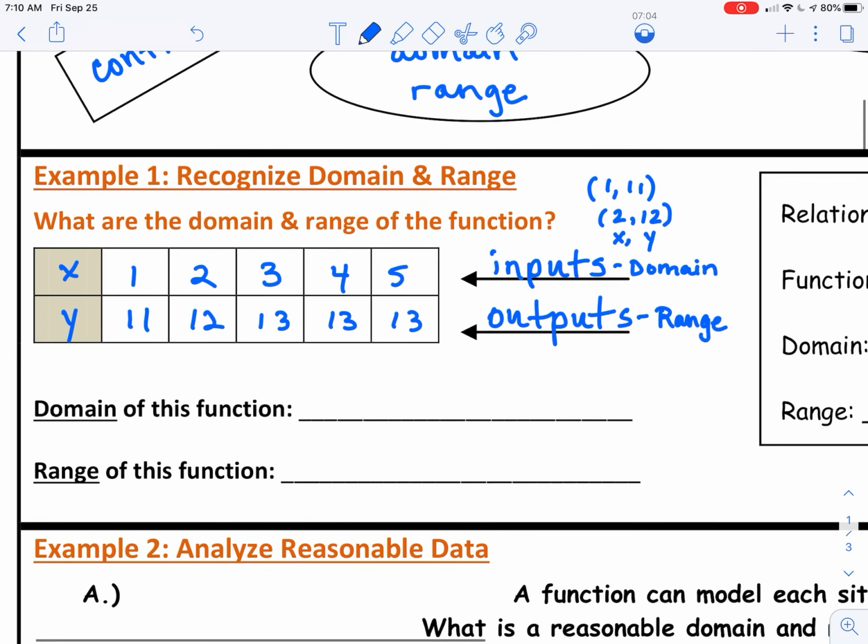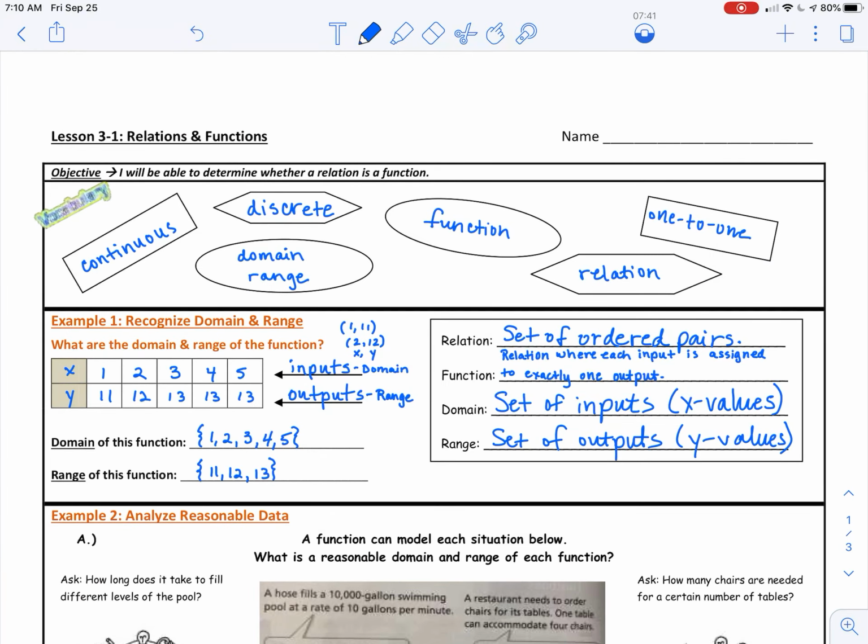Okay, so let's decide how do we write the domain of this function. We look at our first line up here of x terms. We identify all the numbers and we're going to write them all down. Now, if I had any repeating numbers, I only need to write that one time. Typically, we like to write them in order. So we'll put 1, 2, 3, 4, and 5. They're already in order for us. The range is going to be our y values. So we have 11, 12, 13, and I have 13 two more times, but we don't need to write it every time. We just need to write it one time. So there's our domain of our function and our range of our function.